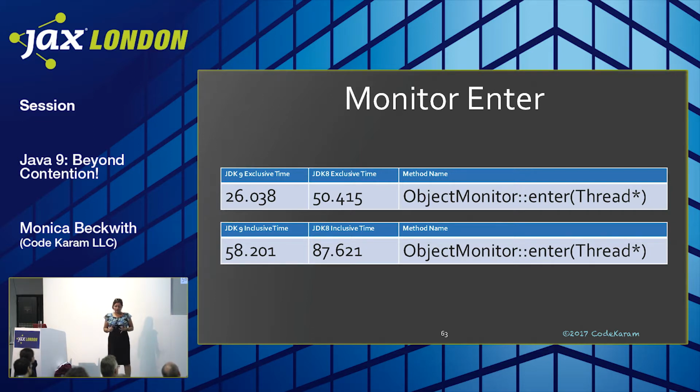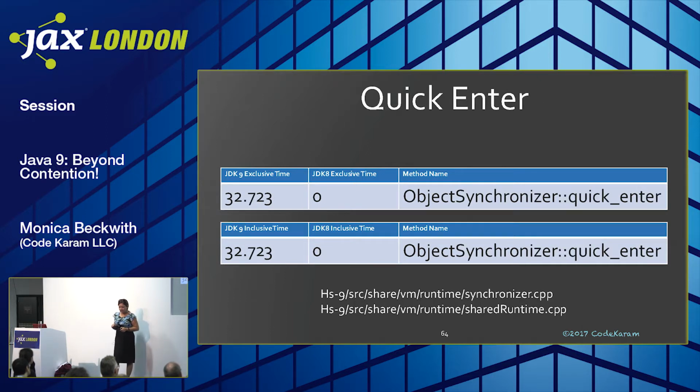So when we compare the JDK 8 and JDK 9 exclusive times and inclusive times, what we observe is that in object monitor enter itself, JDK 8 takes more time. And this is 50 seconds. It's because I'm running it in a loop, okay? It wouldn't take that much time, but because I'm running it in a loop, that's how much time it's taking. So you see the difference is almost half the amount of time exclusive. So by itself, enter only takes half the amount of time, okay? Of course, like I said, quick enter is not there for JDK 8, so we have no ticks. So the 32 seconds are exclusive to JDK 9.